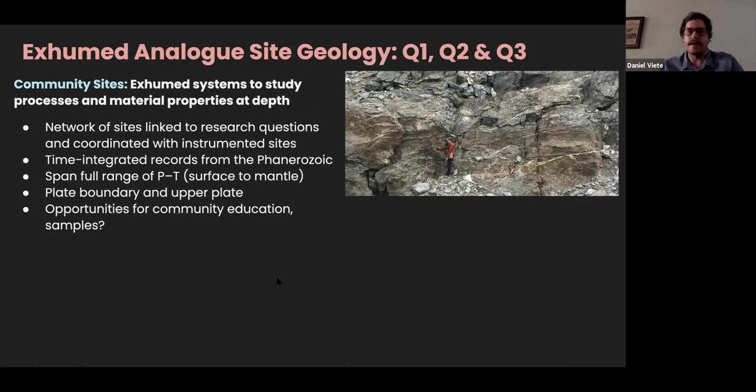So the second set of activities look at older, exhumed records, and these are designed to study processes and material properties at depth to answer not only question one, the system scale question, but also more specific questions about mode and speed of slip on faults within the subduction zone network. So there will be a network of sites linked to the research questions and coordinated with instrumentation.